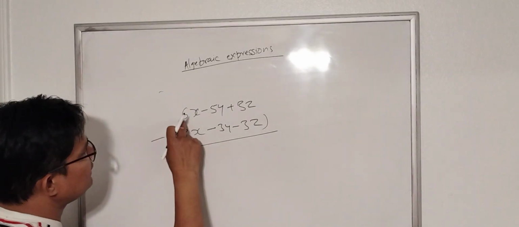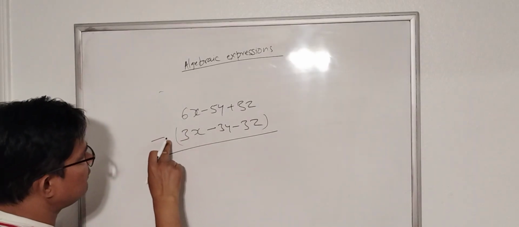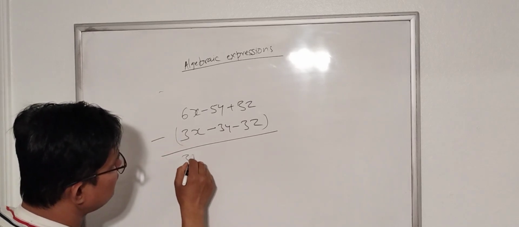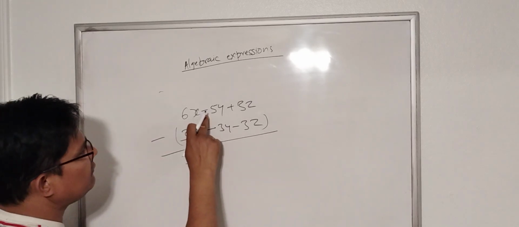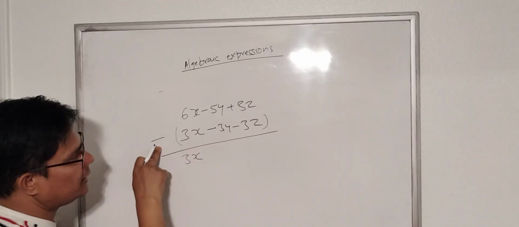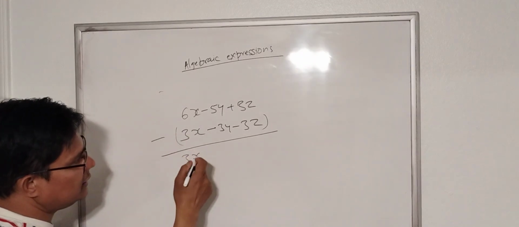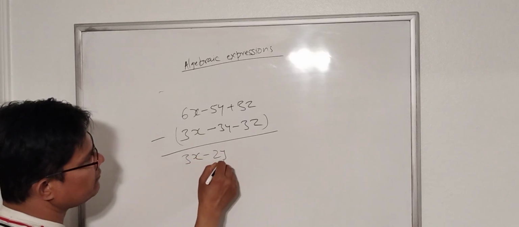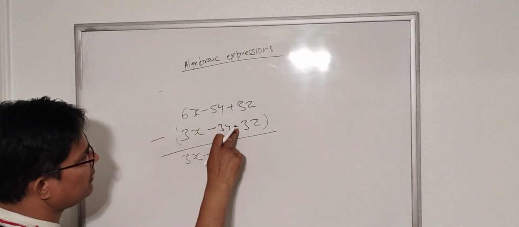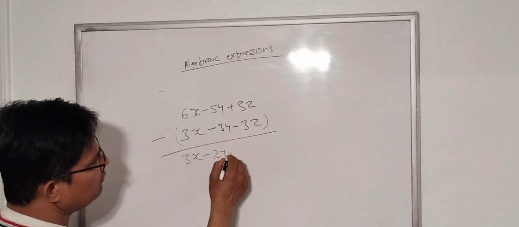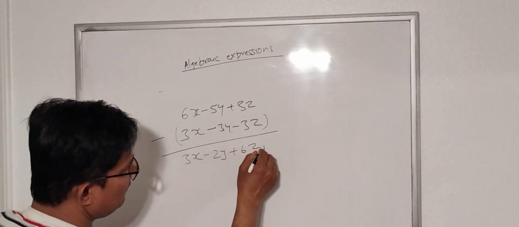So this one 6x has plus sign, so minus 3x, so this will be 3x. Minus 5, this minus and minus will become plus, correct? So minus 5 plus 3 is minus 2y. Here 3z, and minus will become plus, 3z plus 3z will be 6z.